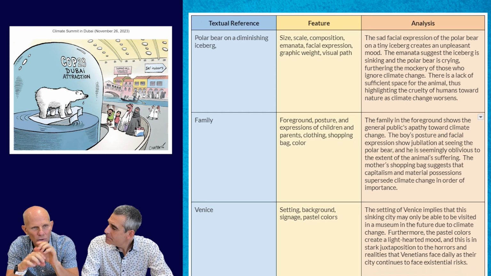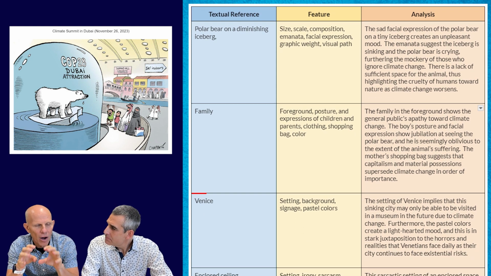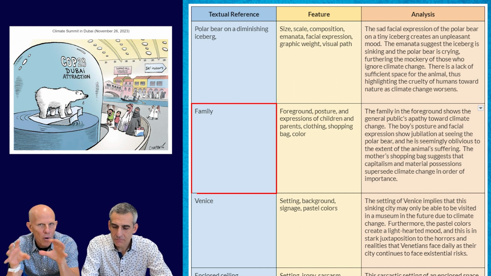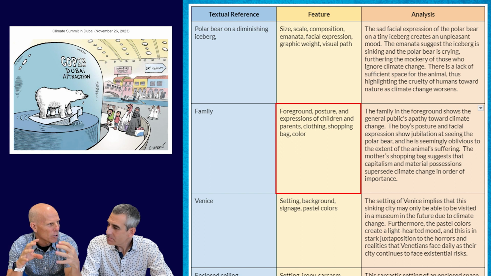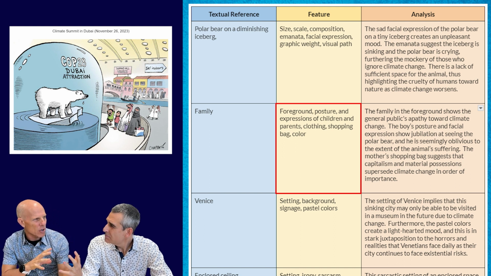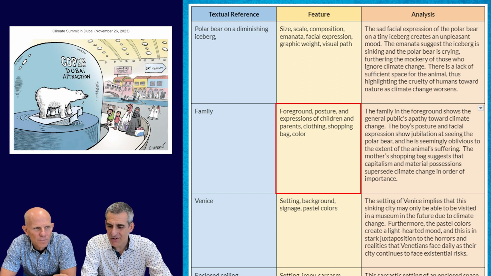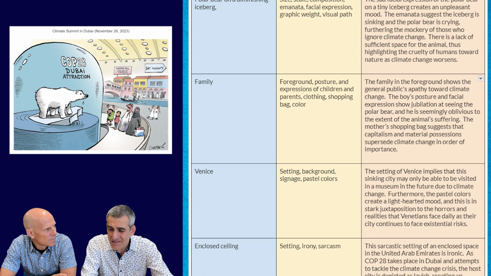The next thing we want to look at in the cartoon is the family. The family is, again, juxtaposed with that polar bear as they're gazing at this polar bear that's on display. It's like an attraction. Yeah. Also, we see the young boy, his posture and his facial expression. He looks like he's experiencing pure jubilation. The mother is carrying a shopping bag. We talked about that object and how that implies materialism in favor over the environment. Lots of things going on with the family.